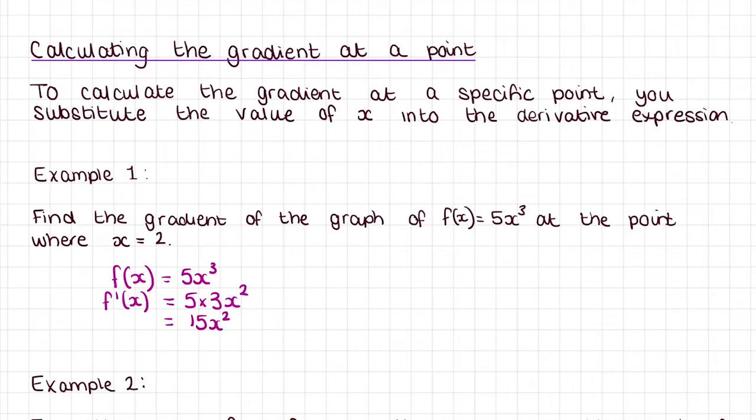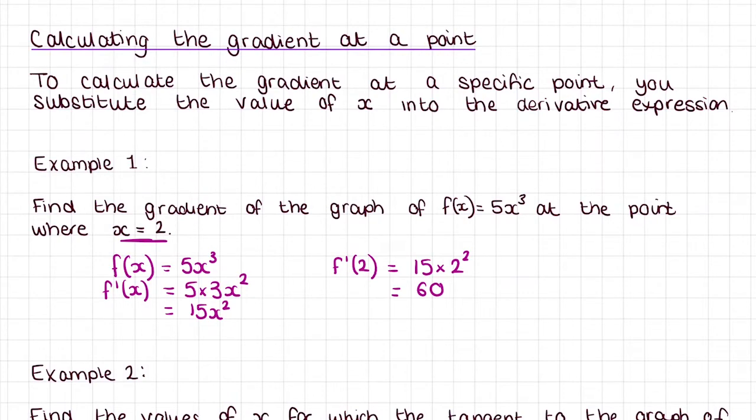From there, once we've got that, because we want to know when x equals 2, we sub 2 into our derivative. So it'll be 15 times x squared, so 2 squared. And when we work that out, we'll end up with 60. So the gradient of the graph when x equals 2 on the graph of 5x cubed is 60.